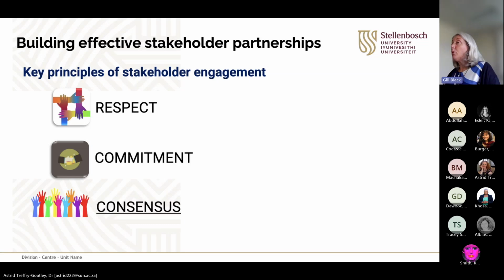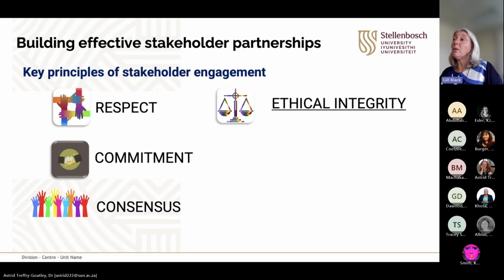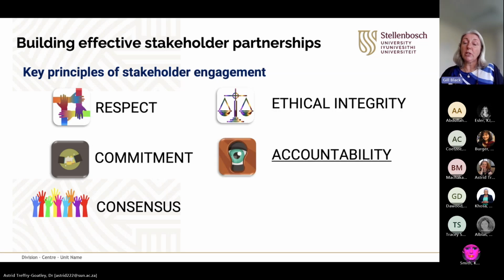Consensus, working towards mutual understanding and priorities, and working towards mutual views and motivations will help to reach consensus around decision making and will help to build stronger partnerships. Striving for ethical integrity, promoting the well-being of your stakeholders, preventing any harm or risks to them, and incorporating lessons that have been learned to improve engagement and intended outcomes. This will all strengthen the ethical integrity of your stakeholder engagement.